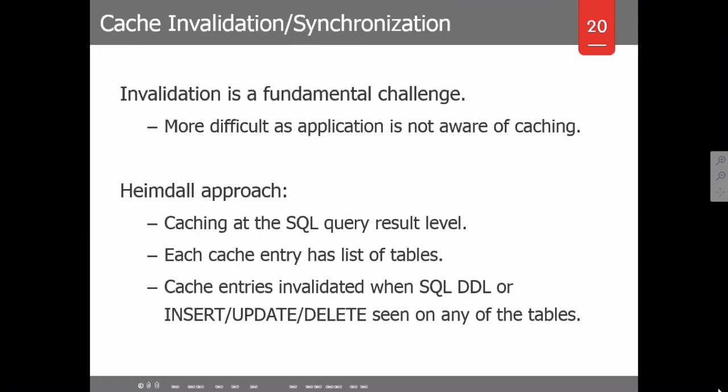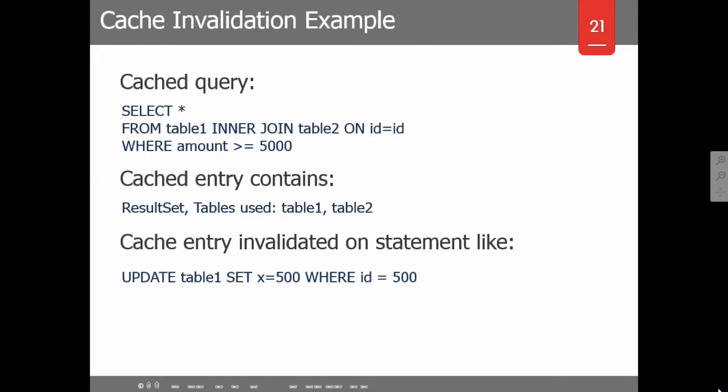As part of that cache entry, we keep track of the query that generated it and the list of all the tables that were required to build that query result. Then Heimdall will automatically invalidate cache entries when it sees SQL statements, such as SQL DDL, or more commonly inserts, updates or deletes, that are using any of those tables. So let's use an example. If you have a query that you are caching, which takes two tables, joins them together with some filter on it, the cache entry will contain the result set of that query, the query itself, and all the tables that were used, in this case table 1 and table 2.